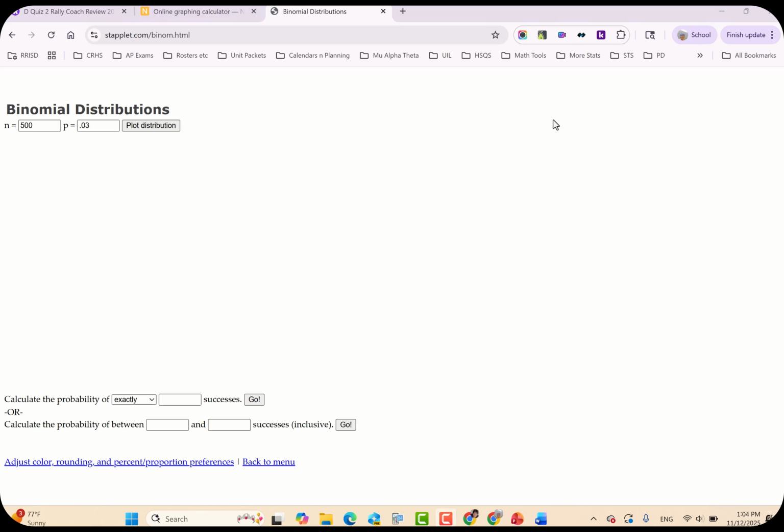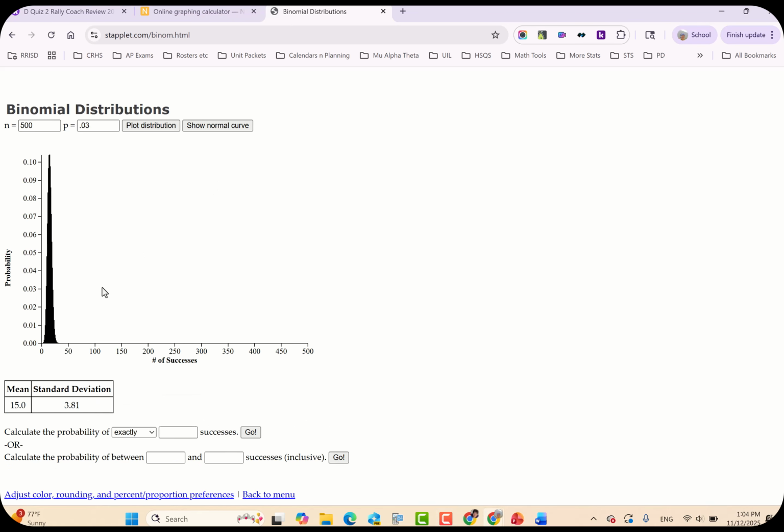Let me plot the distribution. So one of the big ideas of binomial distribution is that if your sample size gets really large, then it actually starts to look like a normal distribution. It's actually very hard to see. I hit it and I turn it on, and it's pretty much right there on that.